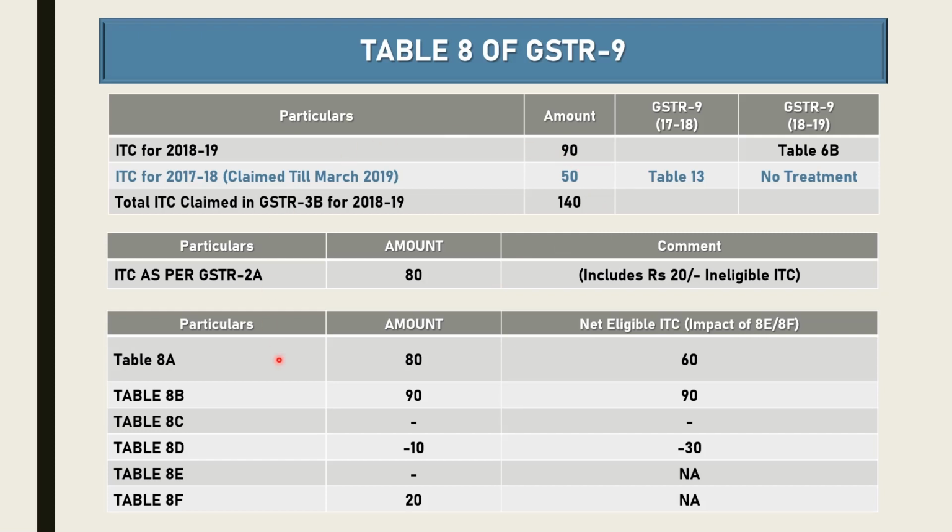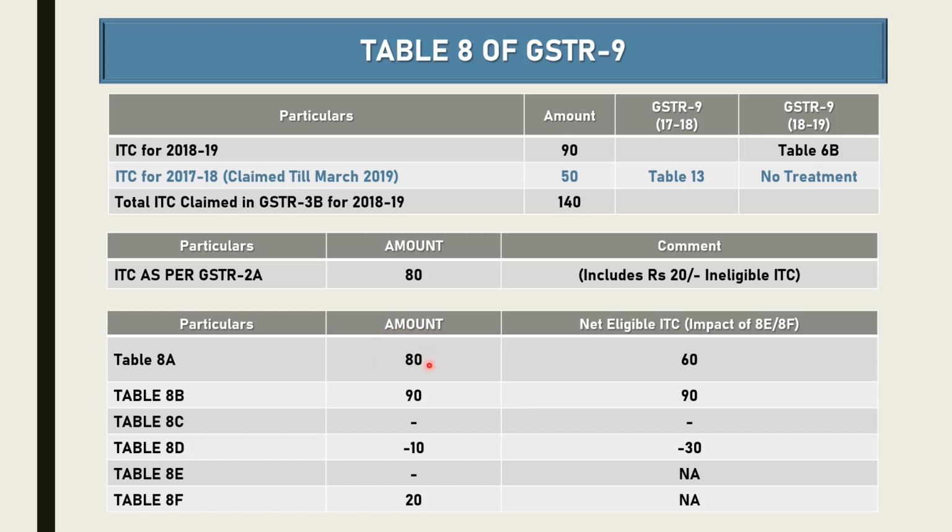My table 8A, as we all know, is auto-populated from GSTR 2A. Supposedly my GSTR 2A for 1819 shows an ITC of 80 rupees. This is an absolute figure. Out of this, 20 rupees is ineligible ITC and 60 rupees is my eligible ITC. Ineligible ITC can be on account of anything: section 17(5) blocked credit of a car, of immovable property, anything. So my table 8A would be auto-populated with the entire 80 rupees. Since the computer cannot bifurcate between eligible and ineligible, the entire ITC of 2A would be auto-populated in table 8A.